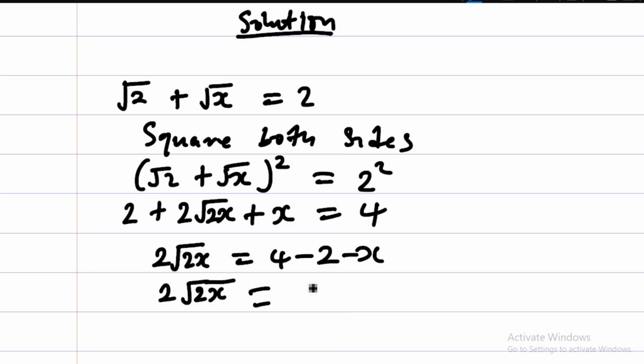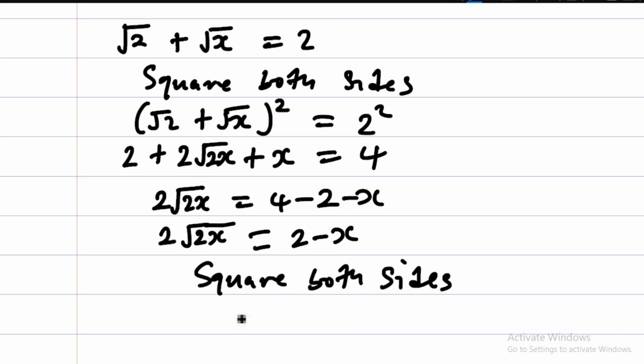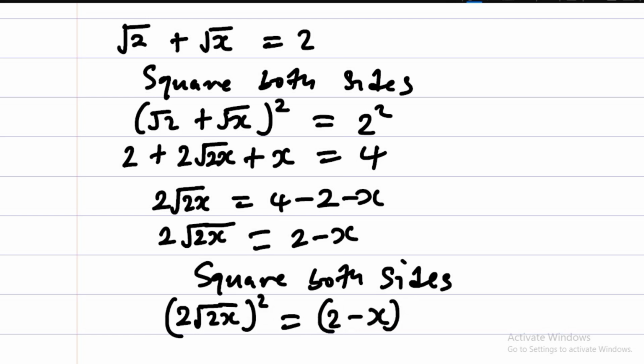So is equal to what? This minus this to give you 2 minus x. Now let us square both sides again according to what he did. He squares both sides again. Square both sides. Okay, so we have that 2 the square root of 2x, then all squared is equal to what? 2 minus x all squared.